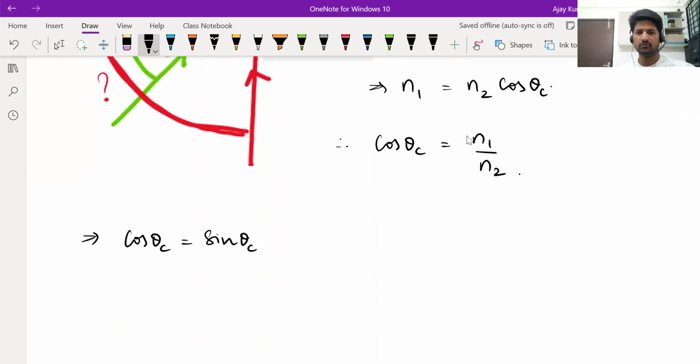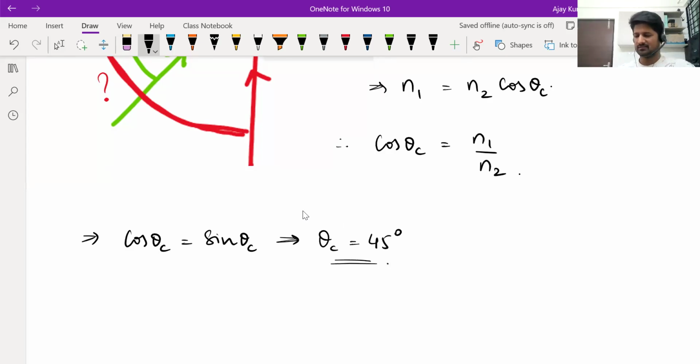When is cos of an angle equal to sine of the angle? This is valid when the angle is 45 degrees. Cos 45 and sin 45 are both 1 by root 2. So the critical angle must be 45 degrees.